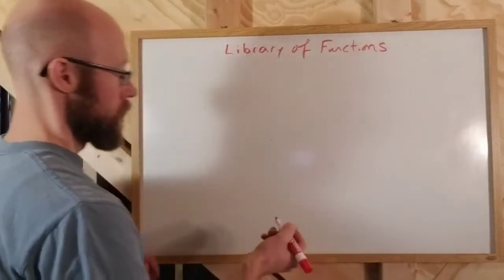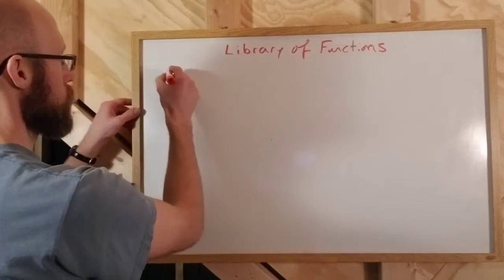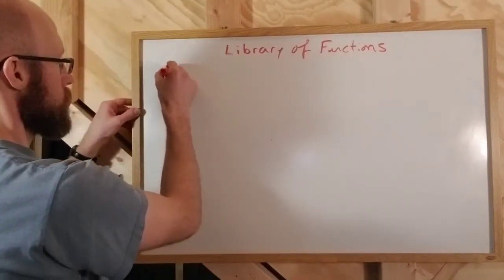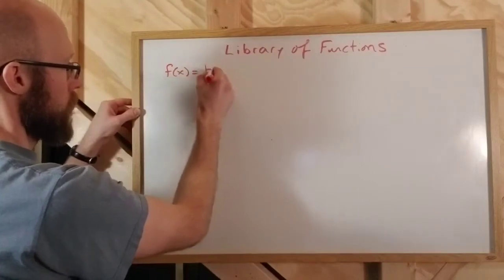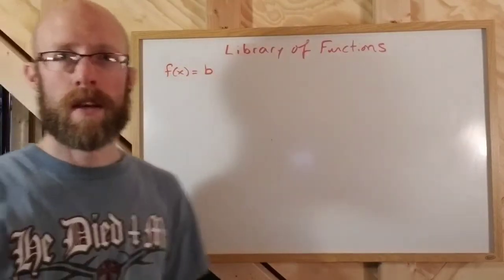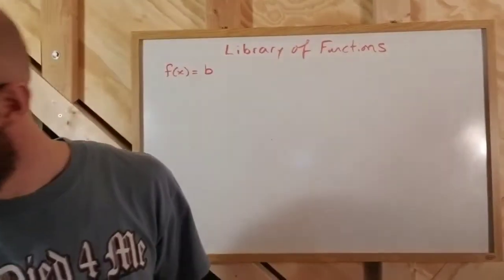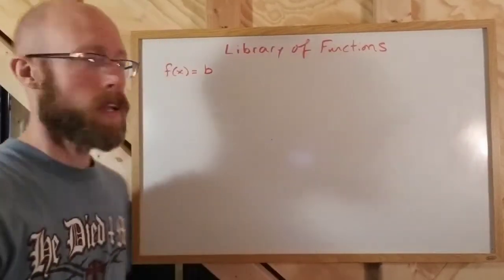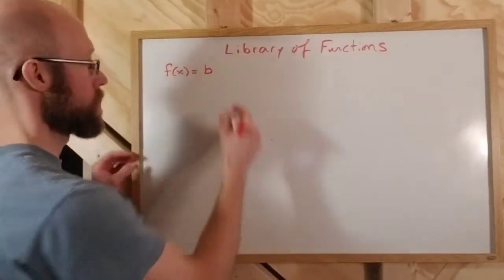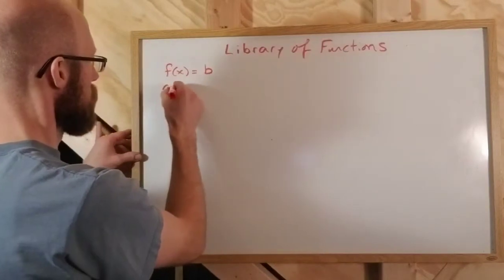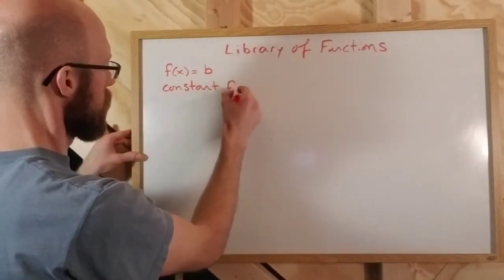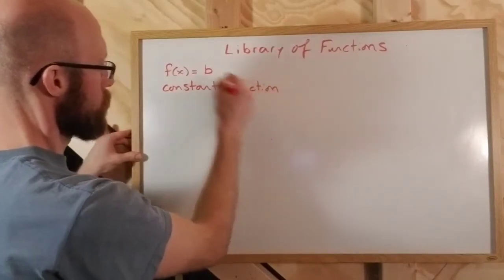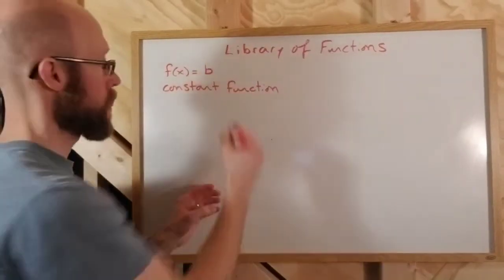Okay, so let's start off with one of the more basic ones, and that is the function f of x equals a constant. I'm going to call it b, okay? I think that's what the book calls it. Yeah, f of x equals b. Now this is what we call a constant function, where b is just a real number, okay?